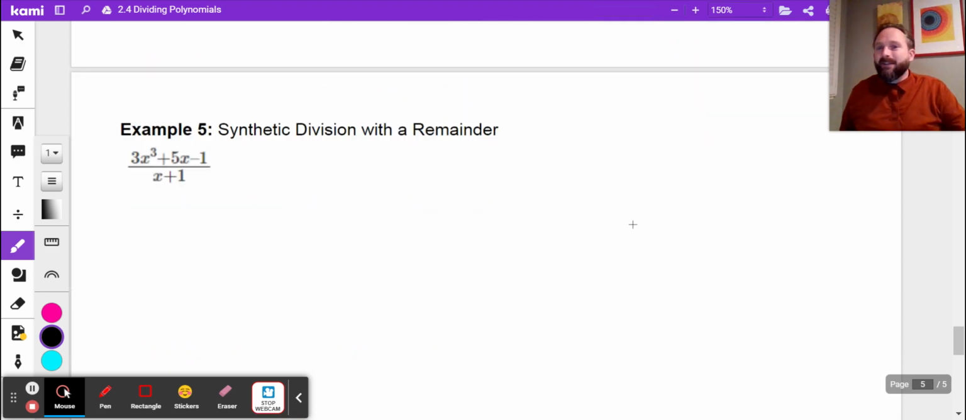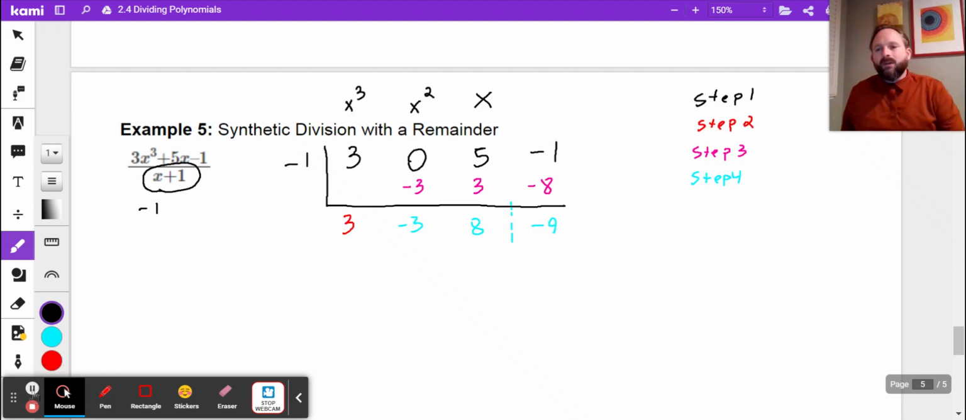So what if we have a remainder? So let's set ourselves up. All right, guys, so I set up my synthetic division. To get the x plus 1 to equal 0, x would be negative 1. So negative 1, and then I have 3, 0, because there's no x squared, 5, and negative 1. Then I bring it down, then I multiply, add, multiply, and so I repeat until I get to the end.